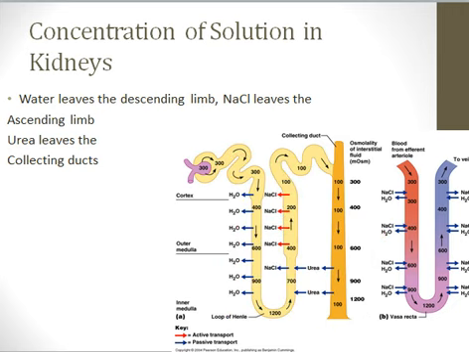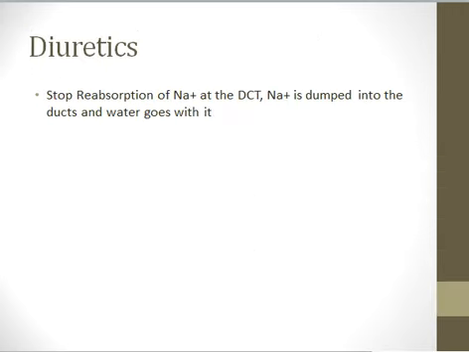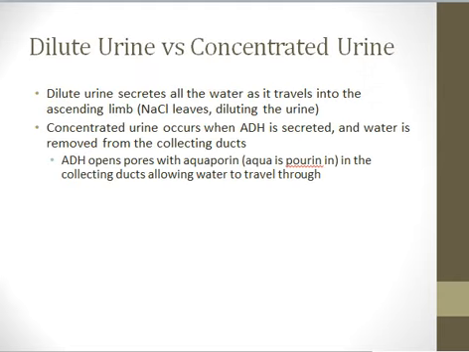So moving back down here. ADH will open those pores in the collecting ducts, allowing water to travel through. They'll go back into that systemic circulation. And that'll create a more concentrated urine because it's going to remove water from the urine.